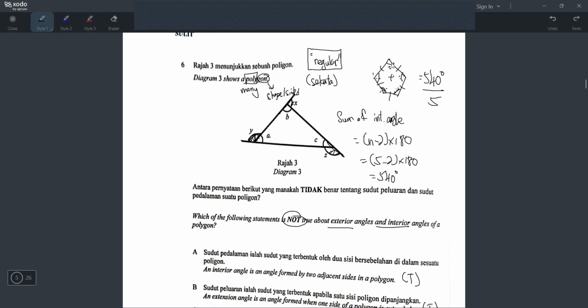For exterior angle, what you do is extend this line, extend this line, extend this line, extend this line, extend this line. Right? Can you see when I extend this line, there's a new angle. I will use red color. So this one is the new angle formed, right?